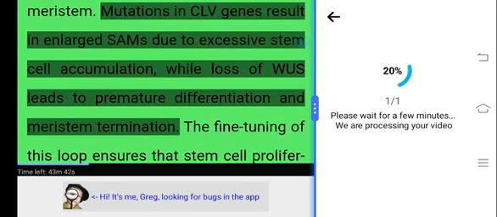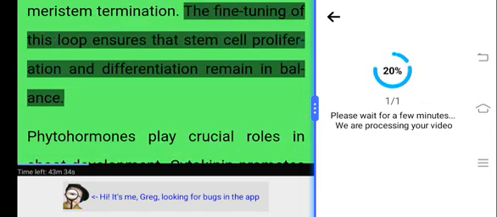Mutations in CLV genes result in enlarged SAMs due to excessive stem cell accumulation, while loss of WUS leads to premature differentiation and meristem termination. The fine-tuning of this loop ensures that stem cell proliferation and differentiation remain in balance.